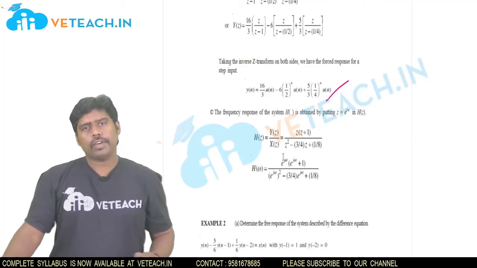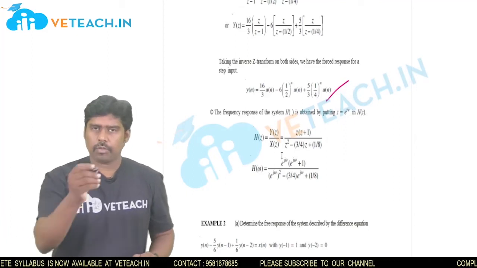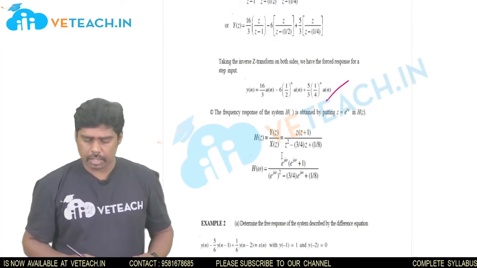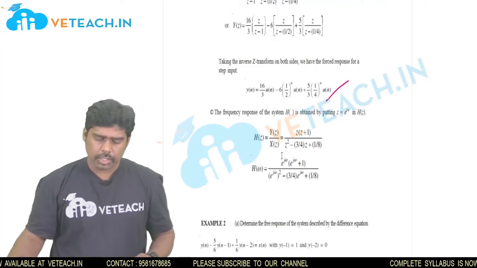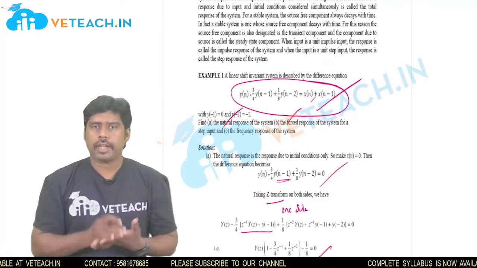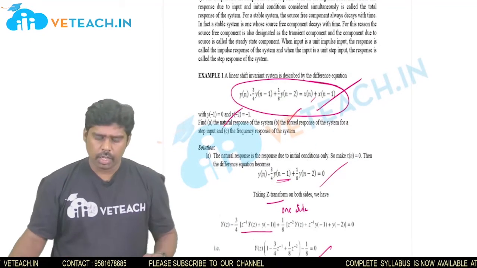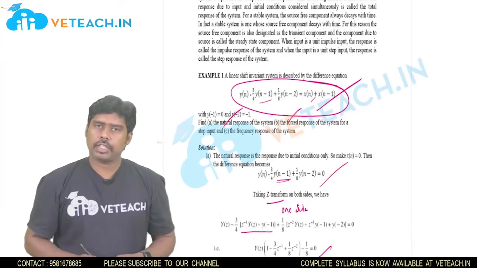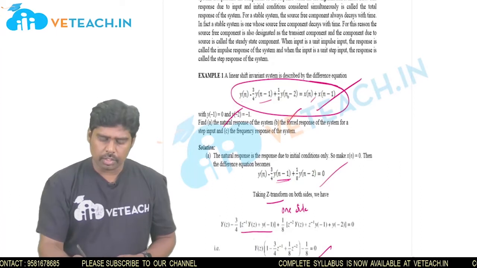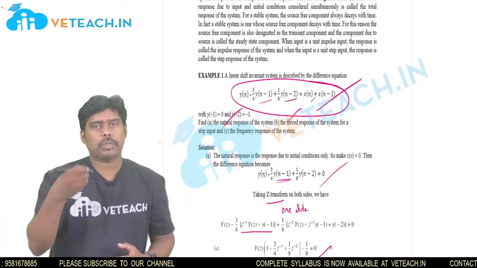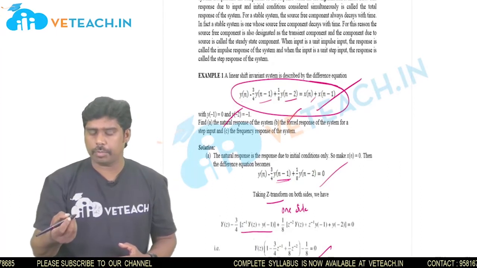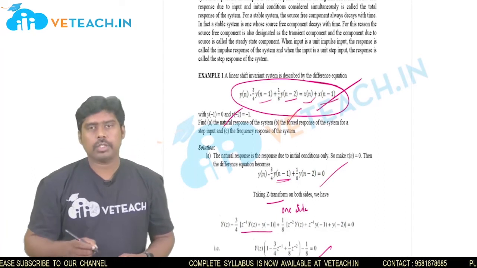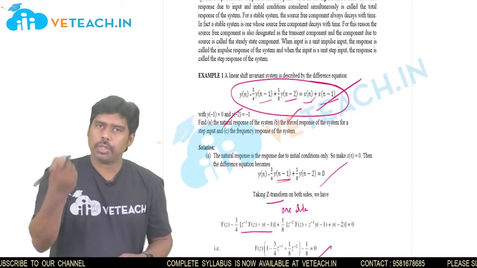System function: how to find the system function? The question is given with y(n) terms and x(n) terms. Apply the Z transform on both sides. This is our given question. If you apply the Z transform on both sides, you will get y(n) Z transform is Y(z). y(n minus 1) Z transform is z inverse into Y(z). y(n minus 2) Z transform is z power minus 2 into Y(z), by the time shifting property. x(n) Z transform is X(z). x(n minus 1) Z transform is z power minus 1 into X(z).